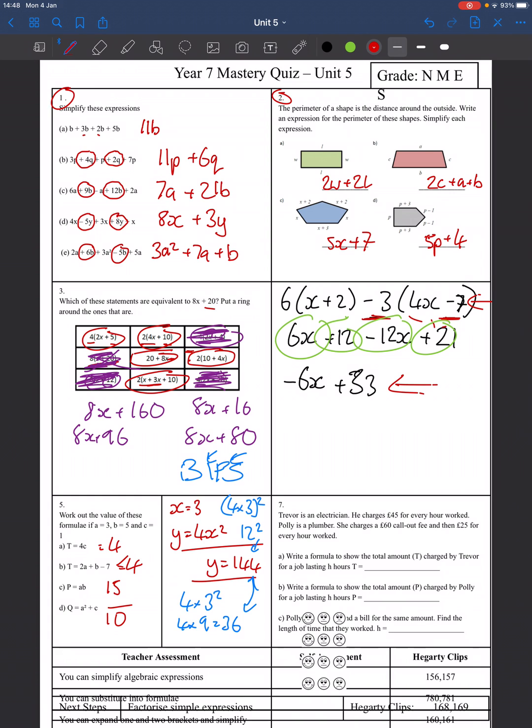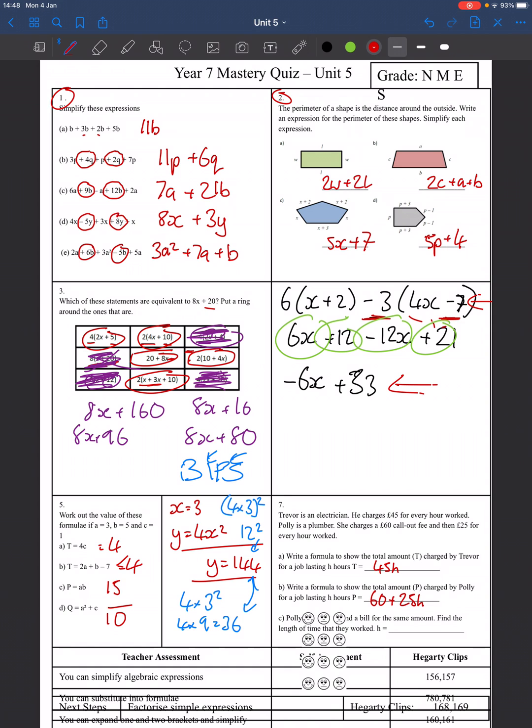So a formula to show the amount charged by Trevor for a job lasting H hours. So it's simply 45H. 45 multiplied by H will give you the number of pounds. A formula for the amount charged by Polly: she charges £60 plus £25 for each hour, and so that becomes the formula. And then you're given the fact that they are given a bill for the same amount.